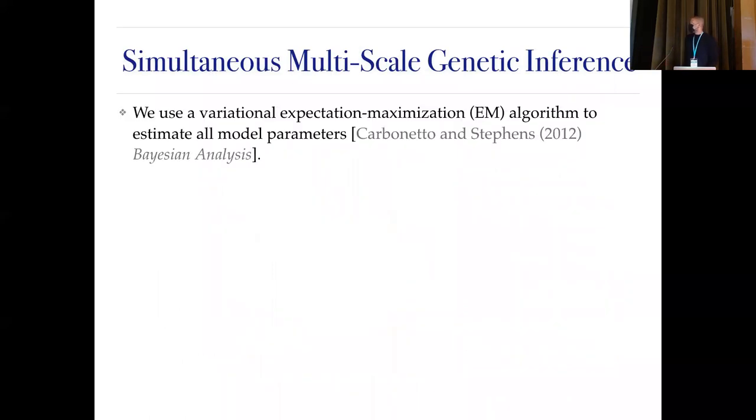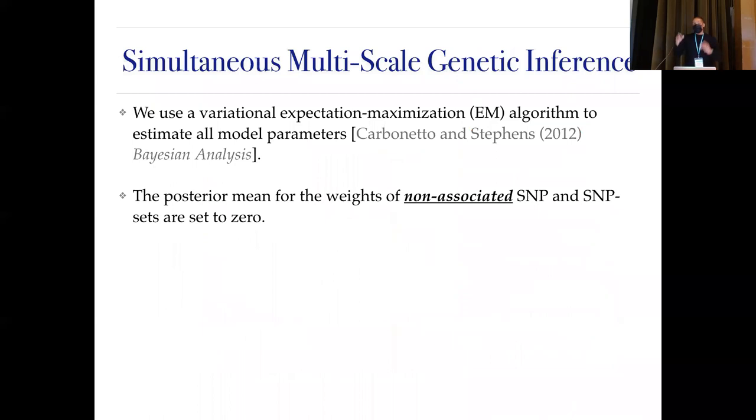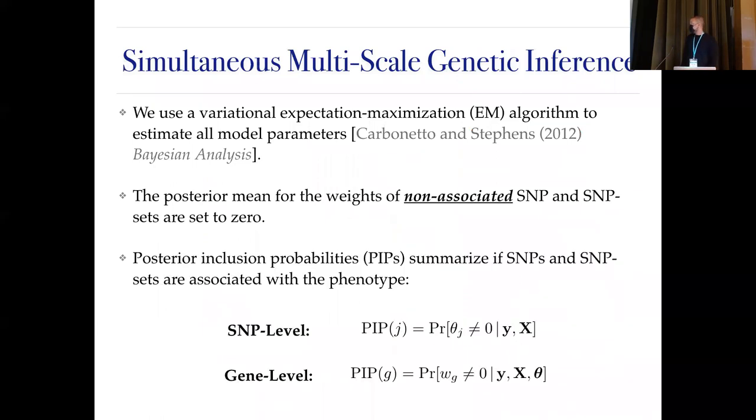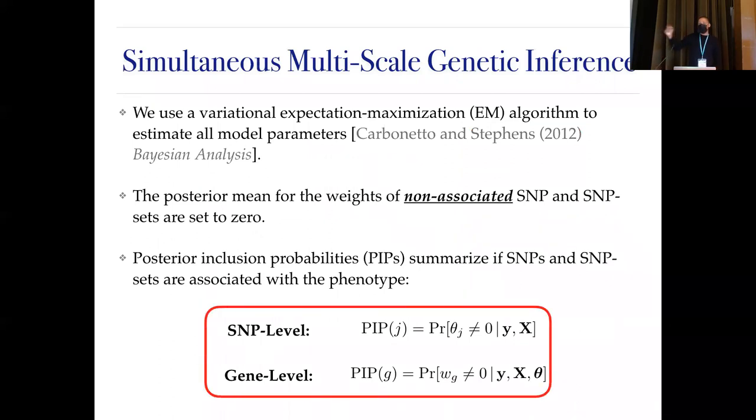And so the points about BANNs is that it uses a variational EM in order to fit the weights in the model. Really importantly, the weights of non-associated SNPs and genes are going to go to zero. And the point is that BANNs then gives you an inclusion probability that tells you how important each of those SNPs and genes are. So you get simultaneous inference all at once, right?